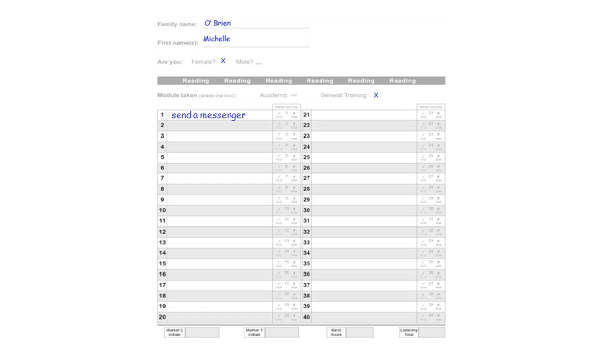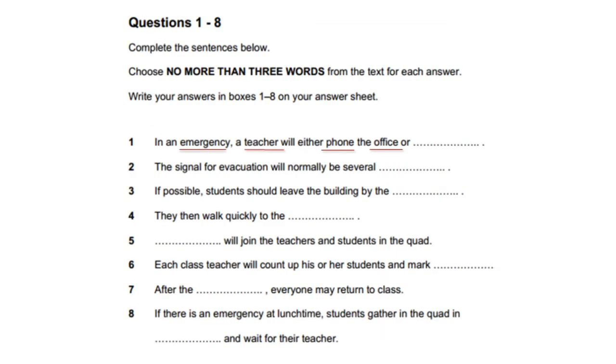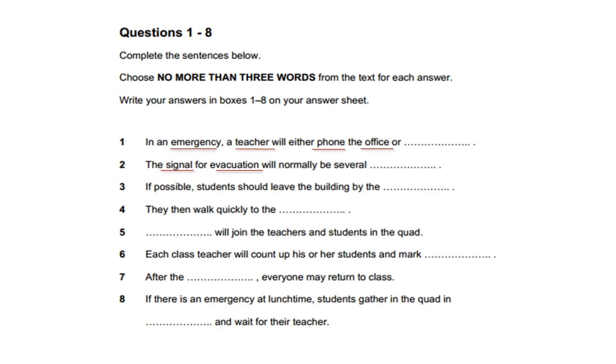Then go back and look at question 2. For question 2, you need to complete the following sentence. The signal for evacuation will normally be several. Now that you have read the sentence, you need to underline any keywords. I would underline signal and evacuation. Remember, keywords are just to help focus your mind in searching the text to try find the answer.